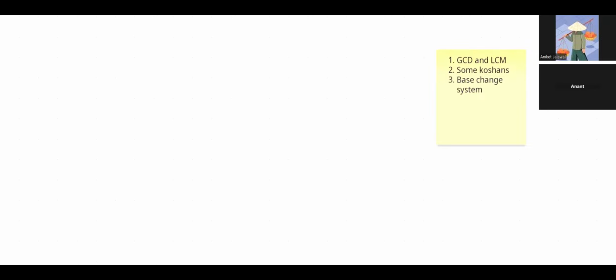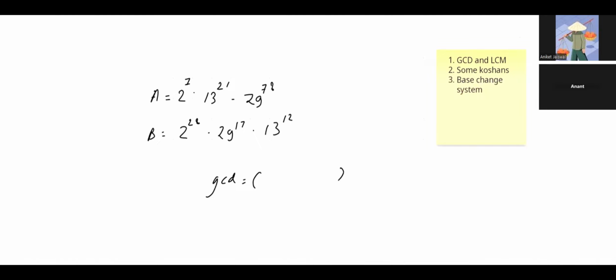Yes, yes. Okay. So let's have a brief discussion about GCD. According to you, if you are given a number, let's say A is 2 to the power 7 into 13 to the power 21 into 29 to the power 78, and B is 2 to the power 28 into 29 to the power 17 into 13 to the power 12. What do you think the GCD would be? The greatest common divisor? Of both A and B. Yeah, of A and B.